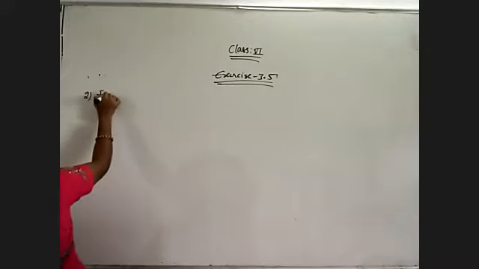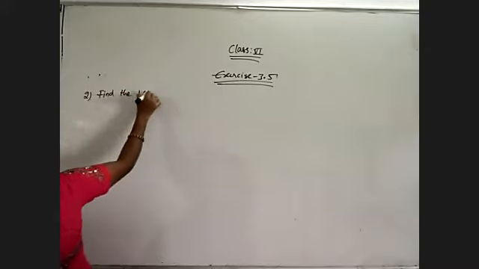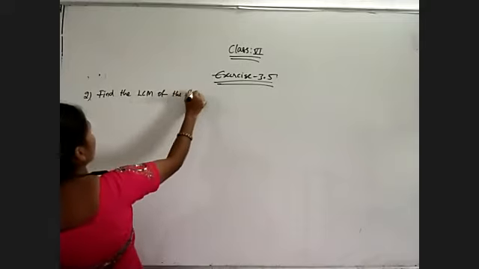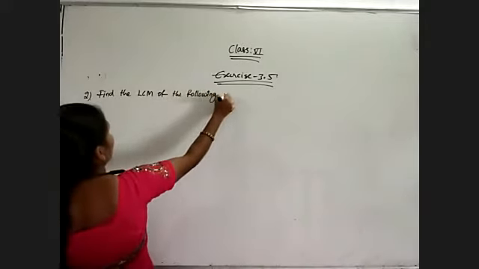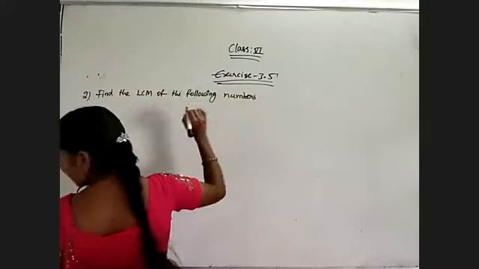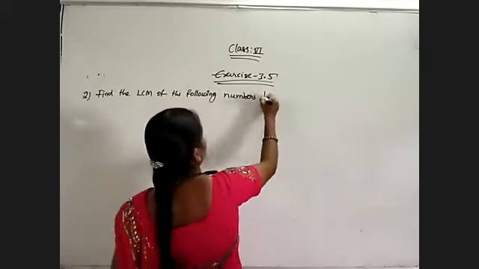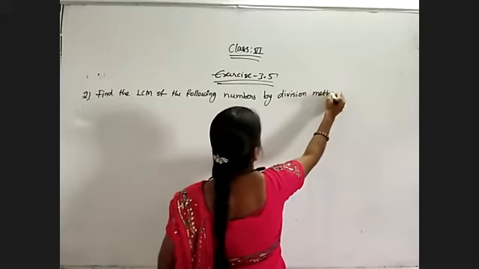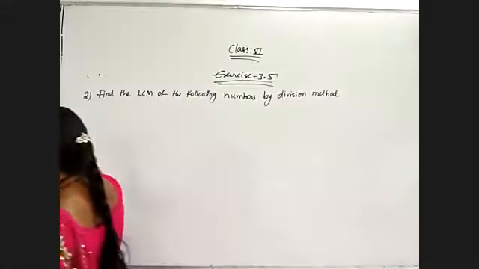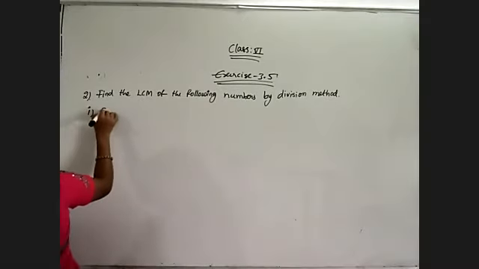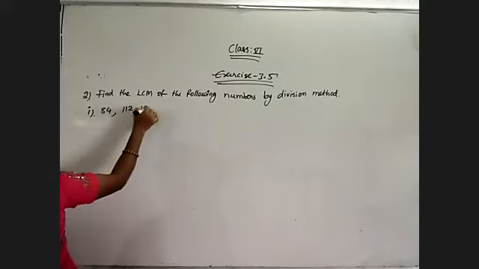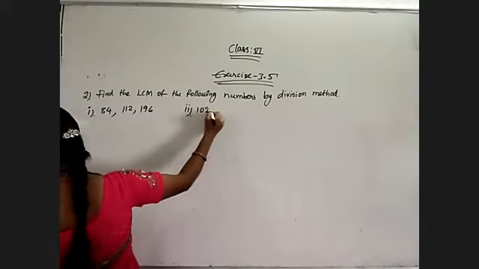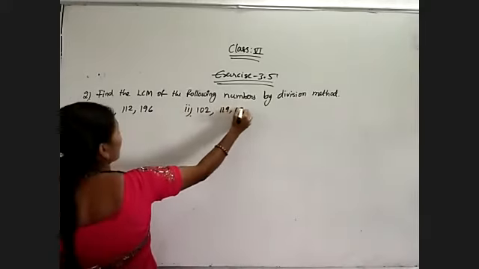Find the LCM of the following numbers by division method. So first one is 84, 112, 196. And my second set is 102, 119, and 153.